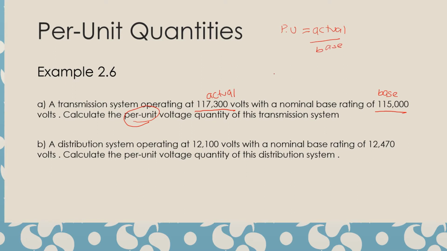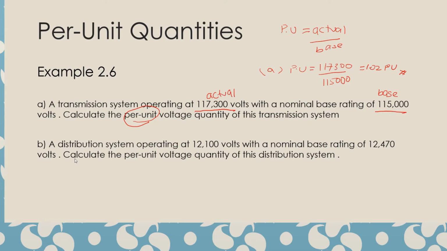So for part A, how do you solve and get the per unit? It is 117,300 divided by 115,000. That will give you 1.02 per unit. That's for A.